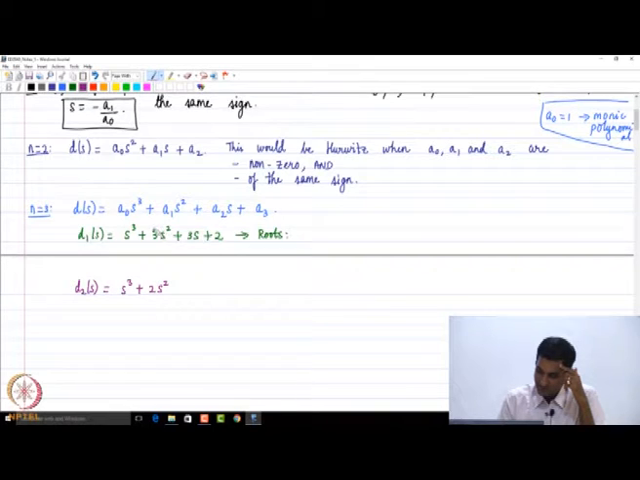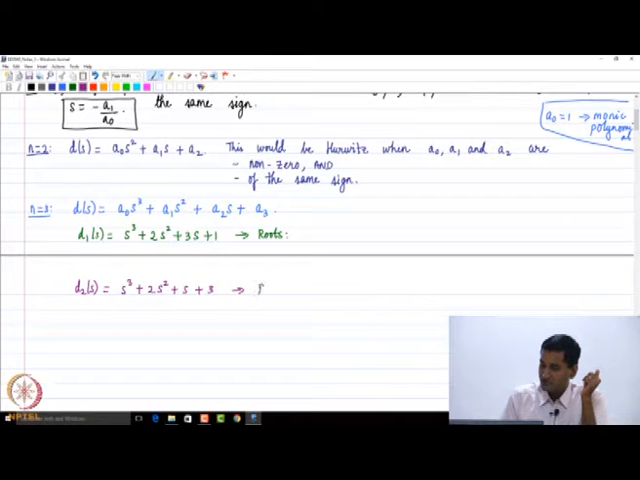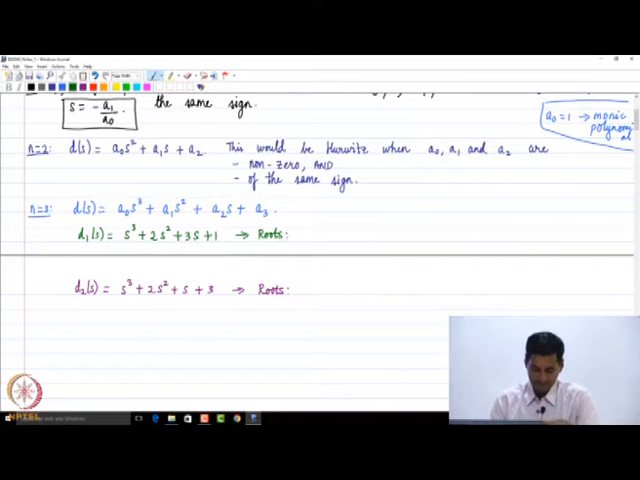I'm sorry about that, kindly let's change the numbers. The first polynomial is going to be s cube plus 2s squared plus 3s plus 1, okay. In the second polynomial, the polynomial is going to be s cube plus 2s squared plus s plus 3, okay. So can you tell me what are the roots of D1 and D2?